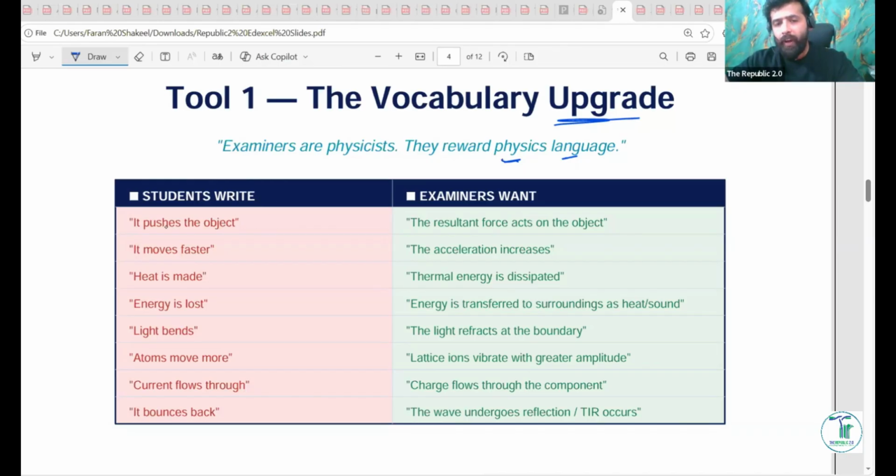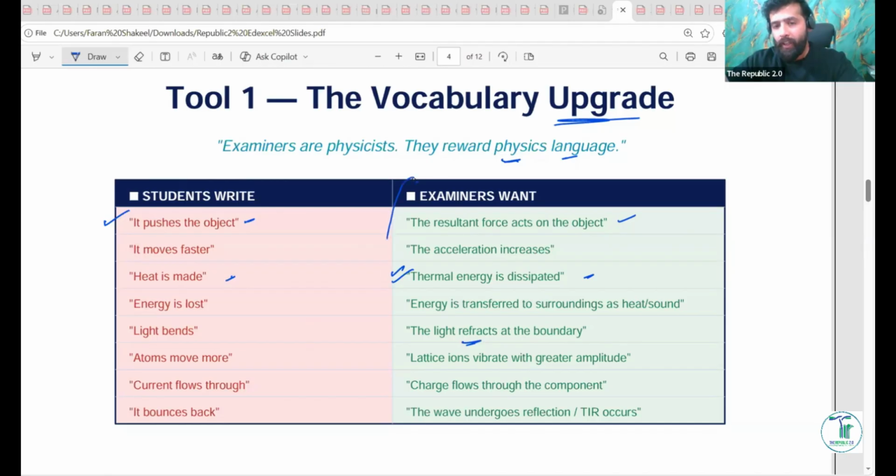So for example, if you're writing "it pushes the object", how does the examiner want to see the same phrase? He wants you to talk about the resultant force acting on the object, right? Instead of writing the first phrase, if you use this one, the examiner is going to reward you. Instead of "it moves faster", write "it accelerates" or "the acceleration increases". Instead of "heat is made", write "thermal energy is dissipated". Rather than writing "energy is lost", write this one: energy is transferred to the surroundings as heat or sound. Light bends, light can refract as well.